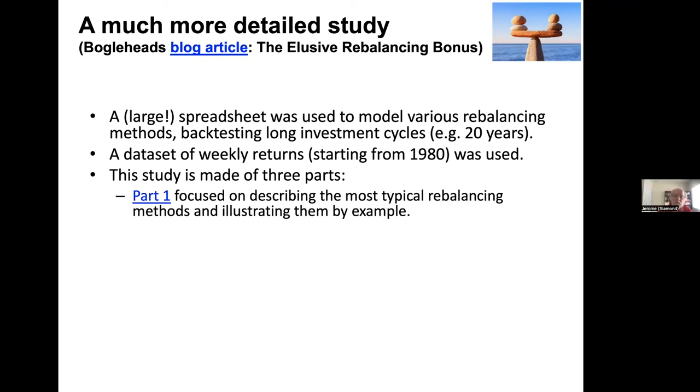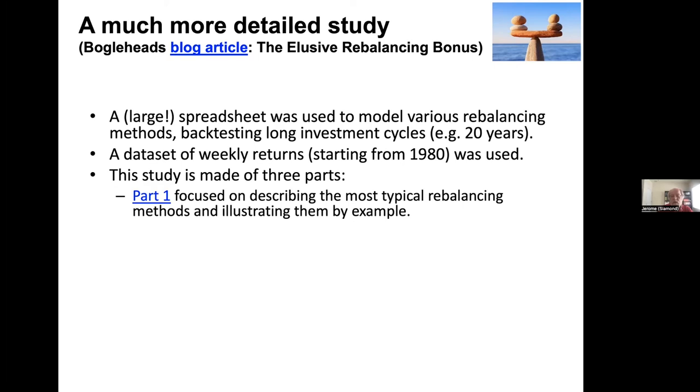So in blue, you see actually the links. This is published on the Bogleheads blog. Yeah, there is a Bogleheads blog. Unfortunately, we have very few contributors. It's essentially Barry Barnett and myself. But here you have the links to those blog articles.